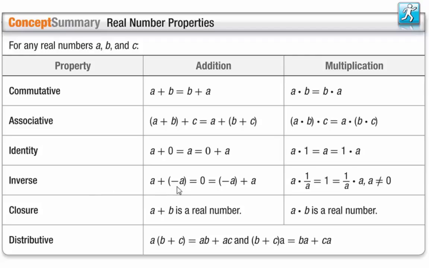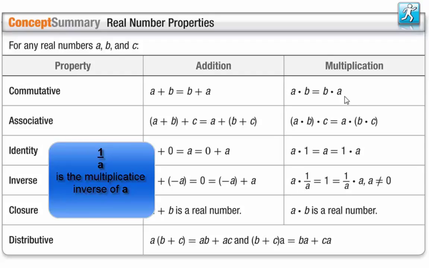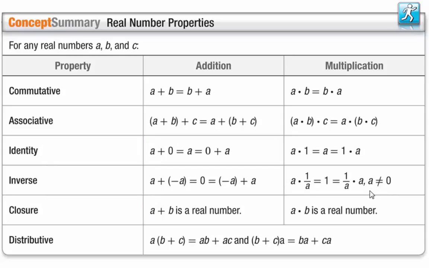Now, the inverse. The inverse of a is negative a, or the inverse of negative a is a. Of course, when you add them, you get the identity for addition, which is 0. It goes the same for multiplication. So a times 1 over a, which is the reciprocal of a, gives you 1, the identity of multiplication. We call 1 over a the multiplicative inverse of a. Now, you should make sure a is different from 0 because, of course, we cannot divide by 0.